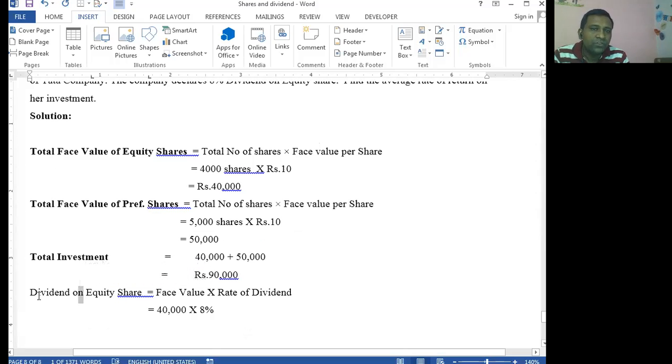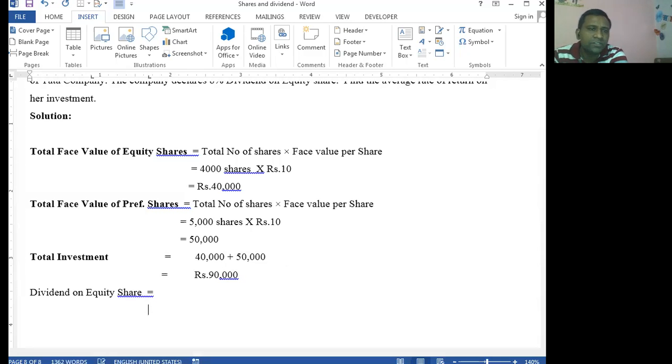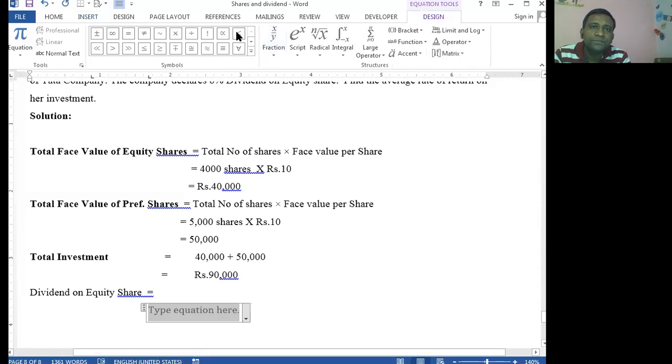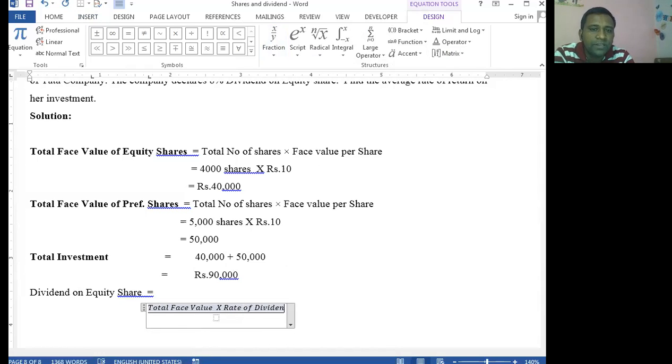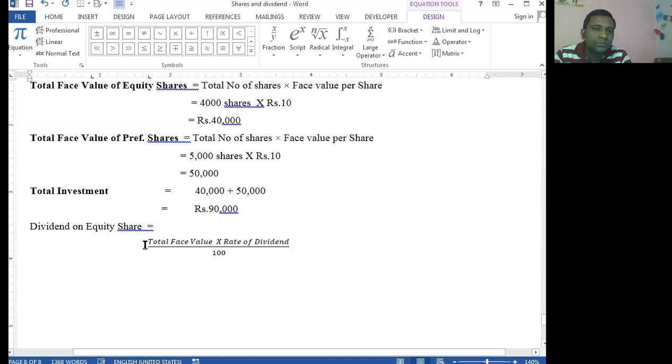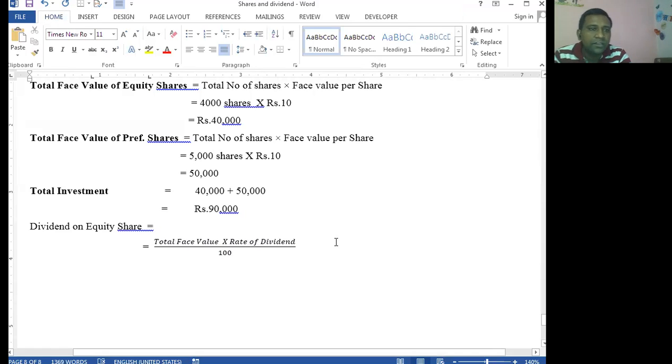Now we should calculate the dividend on equity share. So there is one formula to calculate the dividend on equity share or any share. So how to calculate the dividend? Just use this formula: total face value multiplied by rate of dividend upon 100. Okay, so this is the formula for calculating the dividend on equity share.